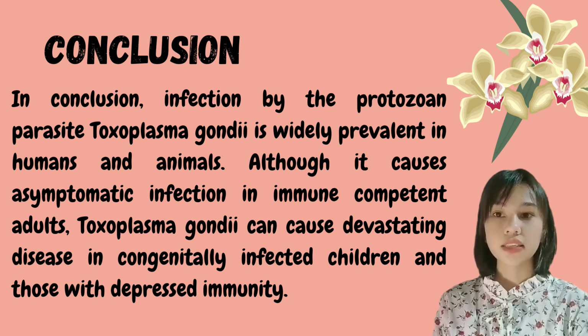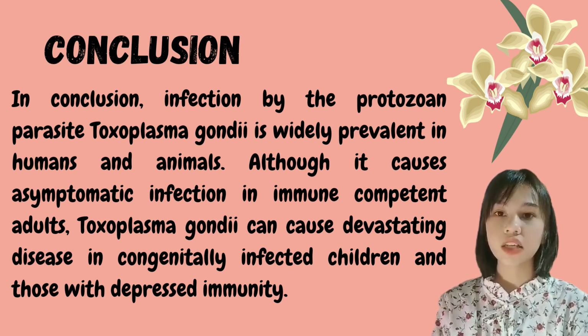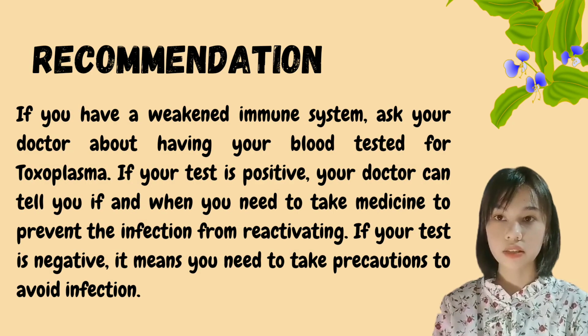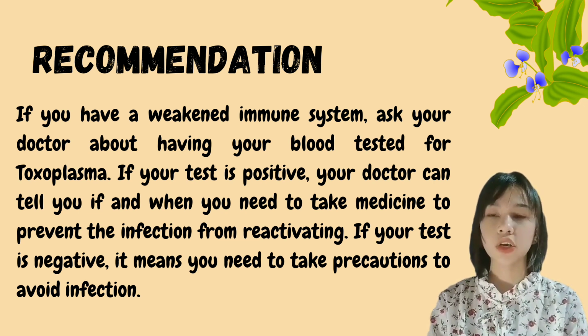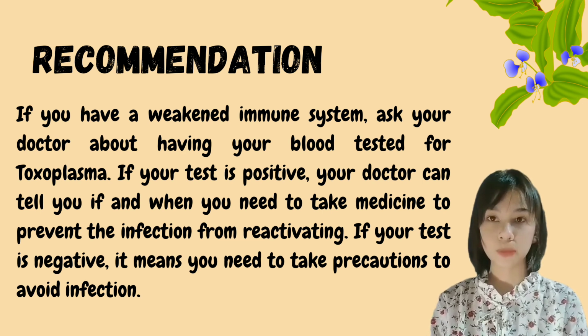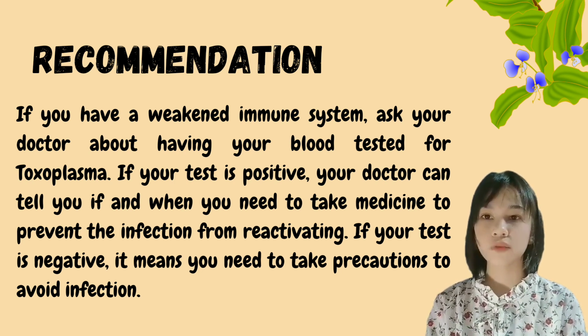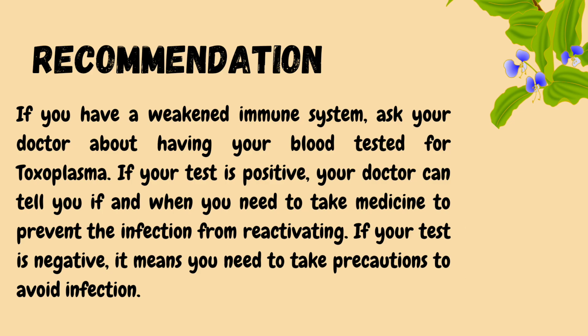Although it causes asymptomatic infection in immune-competent adults, toxoplasmosis can cause devastating disease in congenitally infected children and those with depressed immunity. So, if you have a weakened immune system, we recommend you ask your doctor about having your blood tested for Toxoplasma. If your test is positive, your doctor can tell you if and when you need to take the medicine to prevent the infection from reactivating. If your test is negative, it means that you need to take precautions to avoid the infection.